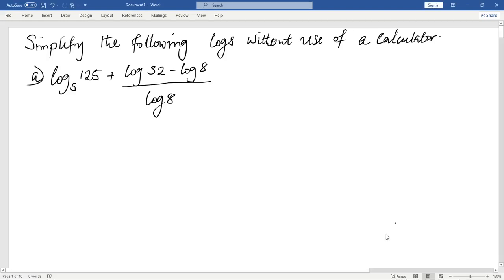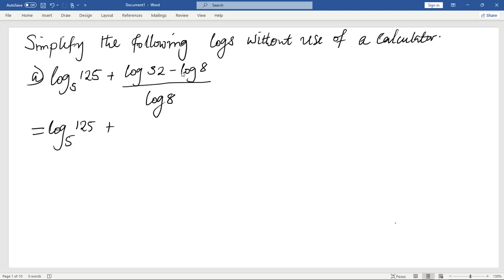So here we have to simplify the given log. This is one of the examples that we're going to look at, one of the questions that we're going to solve here. We have to simplify this without the aid of a calculator. So here we have log the base 5 of 125 plus.